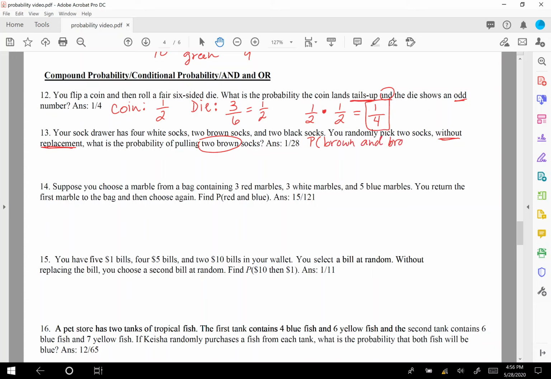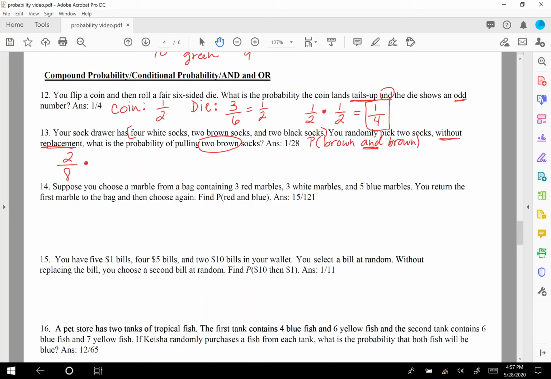and brown. So the reason why I wrote it like this is because that word and means you're going to be multiplying. So first look at the probability of getting just one brown sock from the initial group. We have 4 white socks, 2 brown socks, and 2 black socks. So 2 brown out of a total of 4, 5, 6, 7, 8. Okay, 2 out of 8 is the initial one.